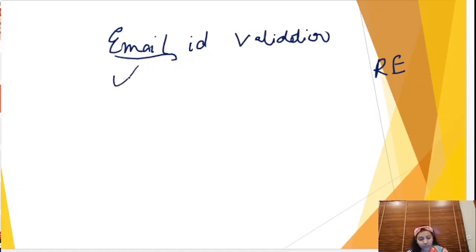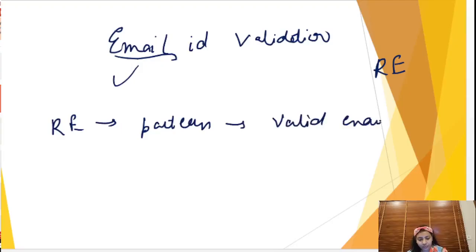They don't manually check each character, right? Instead they use regular expressions to define a pattern that a valid email ID should follow. If the email ID is valid, then it should be according to that pattern, and there is a regular expression to define that pattern.